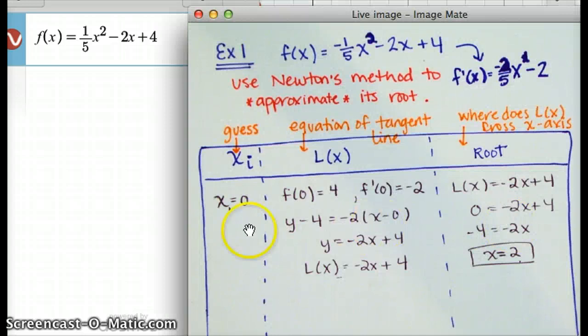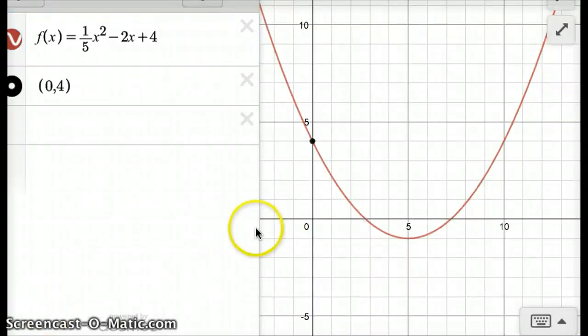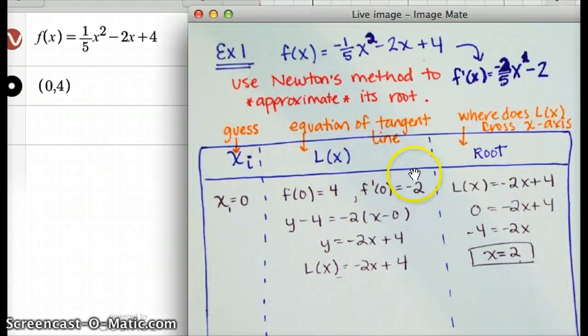And we quickly realized that probably wasn't the right root. So we went ahead and found the y value, which turned out to be 4. So we started out with this point, and I can graph the point here on Desmos, and you can see it here in the black dot. And knowing that that point probably wasn't the root, we found the equation of a tangent line that went through that point.